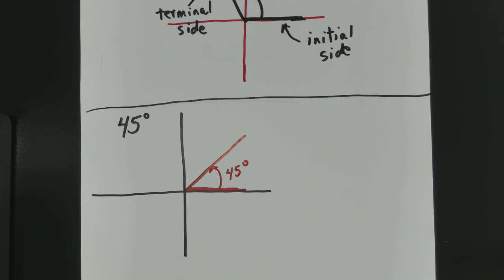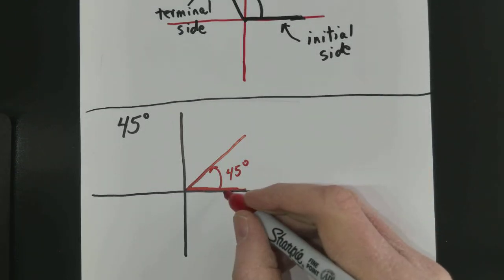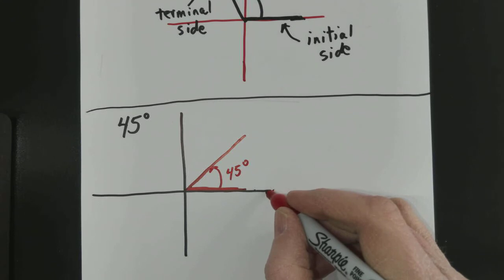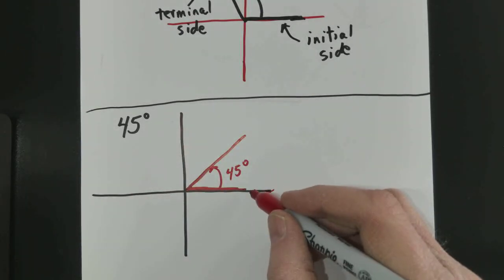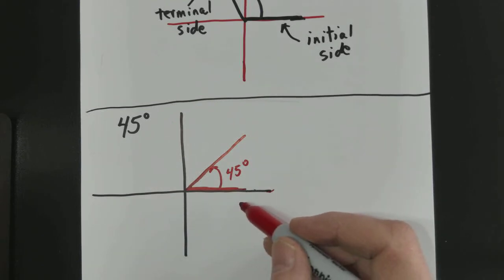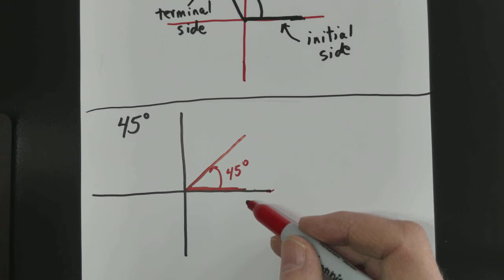See, we could go, do you know how many degrees it is here? If I go all the way around, if my initial side and my terminal side are the same thing, that's 360 degrees. Everybody good with that? Okay.